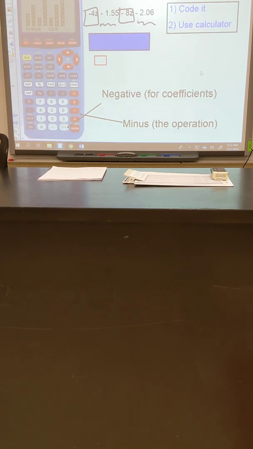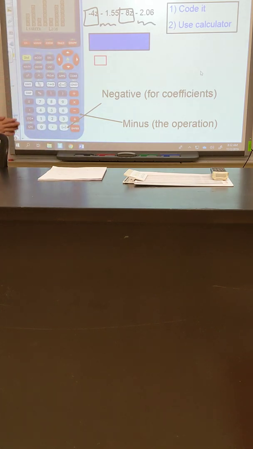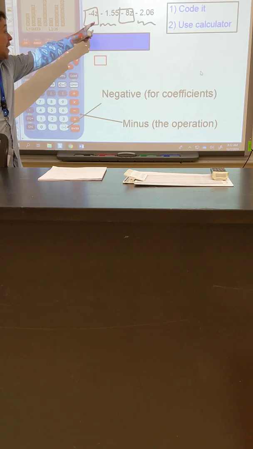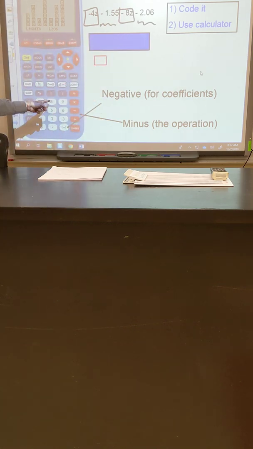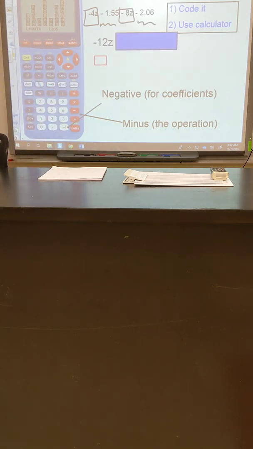So, when you type in the first term, for example, negative 4z minus 8z, literally what you are going to type is negative 4, that's the first term, and what are you doing with the 8z? You're taking it away, minus 8. So you'll type in negative 4 minus 8, and on your calculator, it will give you negative 12z.